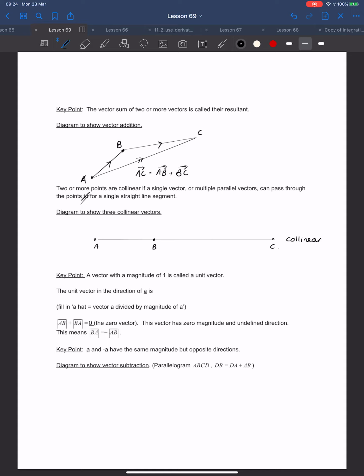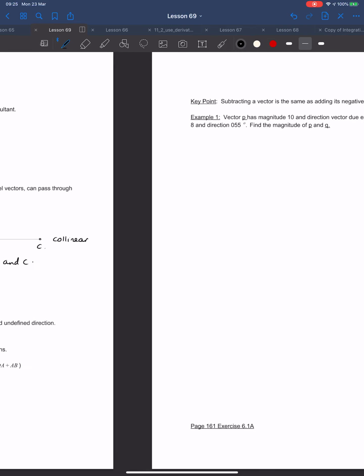If a single vector, so the single vector AC, or multiple parallel vectors pass through the points. A to C passes through A, B and C, and it makes a single straight line vector, so they're collinear. Or you can say A to B and multiple parallel vectors, and B to C, they're parallel and they all pass through the points as well. Which of these have we got?